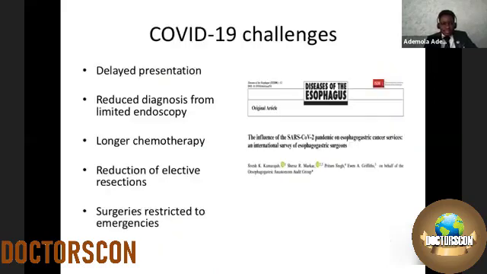Almost the last slide. So we know that there are certain COVID-19 challenges now, and the lack of access to endoscopy, the fear of acquiring the infection in the hospitals that cause delayed presentation. We're unable to make diagnosis for our patients. We were already bad before, now it becomes very much worse. We're thinking of doing more chemotherapy for our patients and fewer surgeries, and we are reducing elective surgeries for our patients, and most of the people that are getting operated on for gastric cancers are those coming in as emergencies.